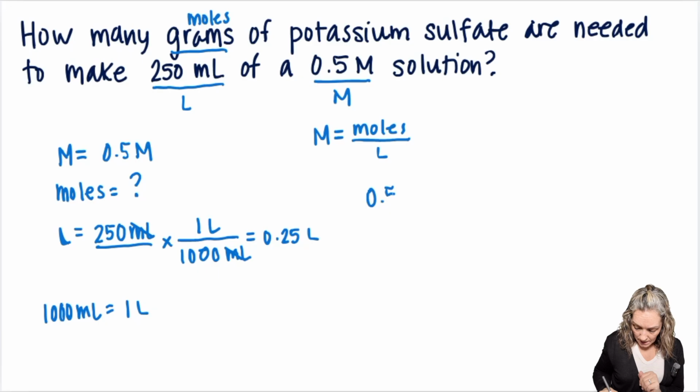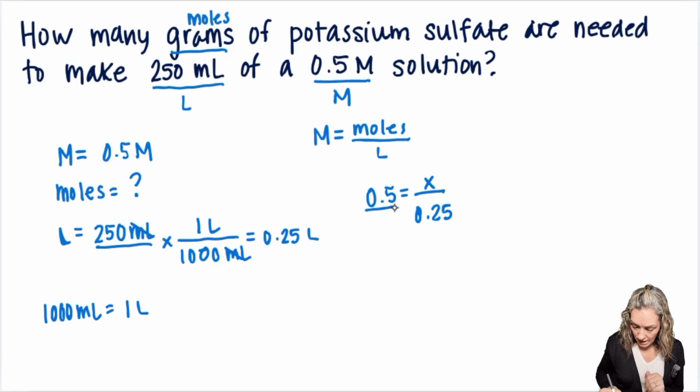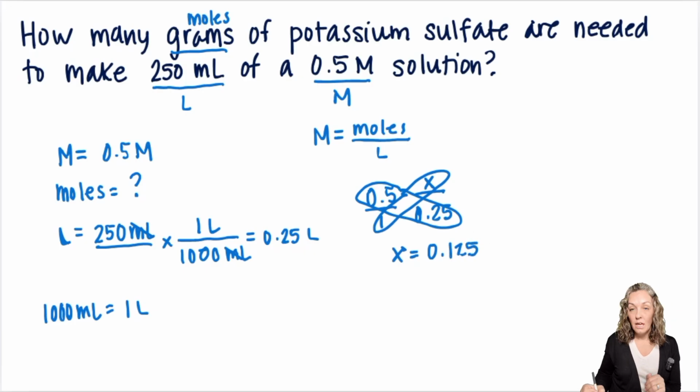My molarity is 0.5. My moles I don't know, so I can either leave that as moles or I can call it X. And my liters are 0.25. Again, if you are struggling with the algebra, I would suggest putting this over 1, and because we have an equal sign, we can cross multiply here, meaning I can take 0.5 times 0.25 and set it equal to 1 times x. When I solve, I get x equals 0.125.